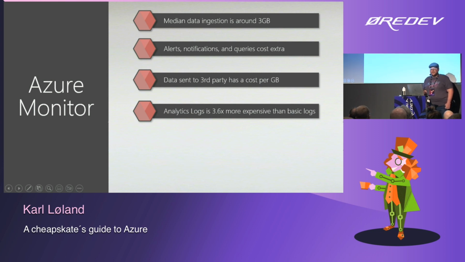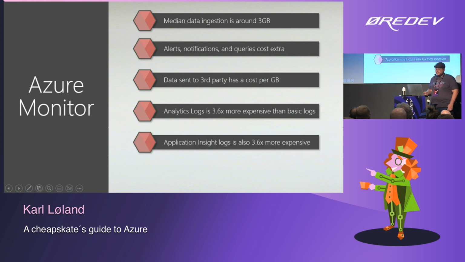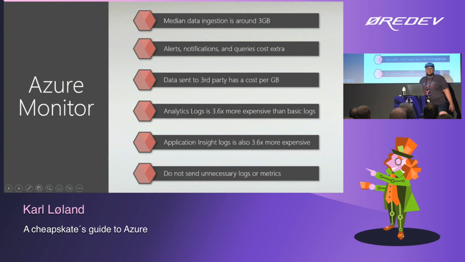Analytics logs are 3.6 times more expensive. If you want retention of your log data up to 2 years, you can use analytics logs. Go for it. Otherwise, just use basic logs. It will fit most needs. Application Insights logs are priced the same as analytics logs. And lastly, don't be like the client I mentioned. Do not send in unnecessary logs and metrics. It just costs you a lot of money.